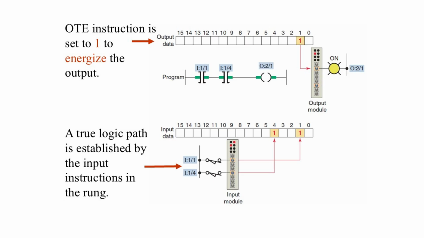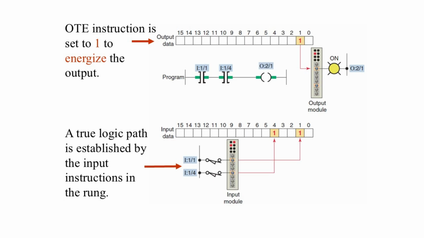In summary, when all input conditions on a rung are true, the PLC sets the OE instruction to 1, energizing the corresponding output. If any input condition becomes false, the logic path is broken, the OE resets to 0, and the output device turns off. This process forms the foundation of how PLCs control external equipment through logical decision-making.